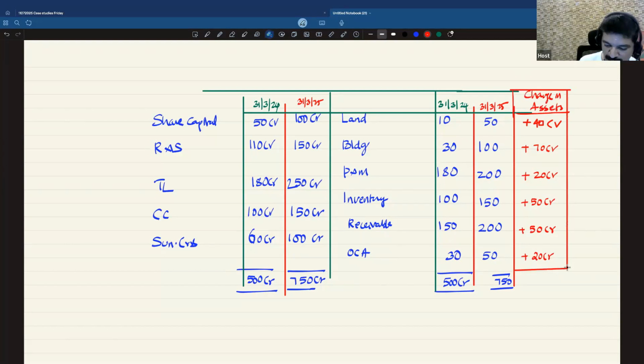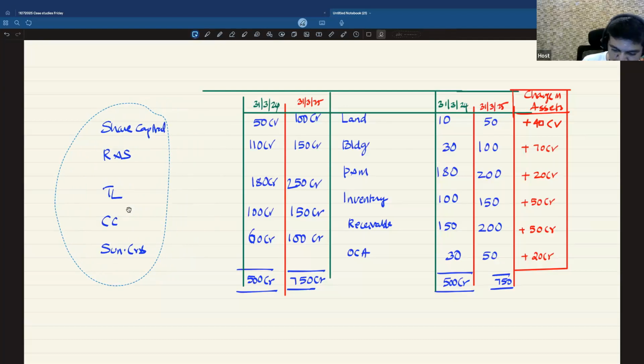Okay. Similarly, let us also see what are the changes that have happened in sources of funds. Tell me, what is the change in the capital? How much capital has come inside this company during the year? From 50, capital increased to 100. It means there is a fresh capital of 50 crore, right?